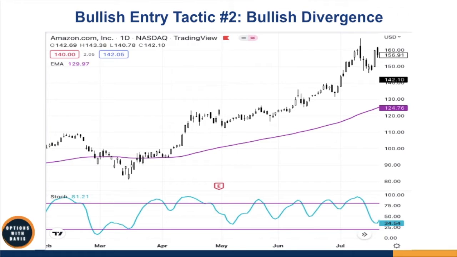This is when the market is in an uptrend. So this is Amazon. All right, if you identify this, again, well done. So you can see that the market is forming lower lows, but then the stochastic oscillator is forming higher lows. So this, as you can see, is the bullish divergence, and the market goes up.